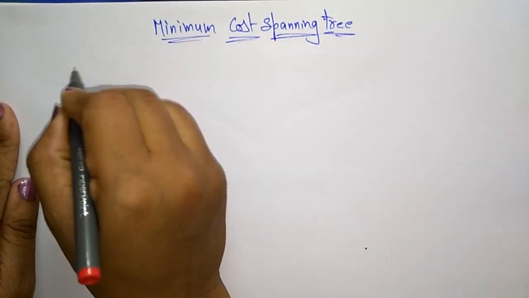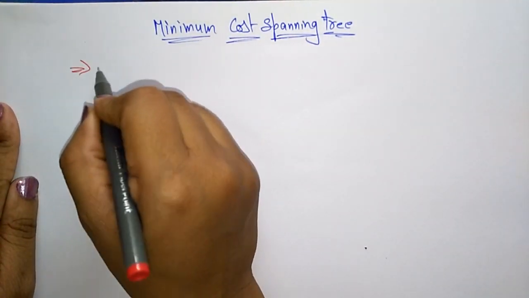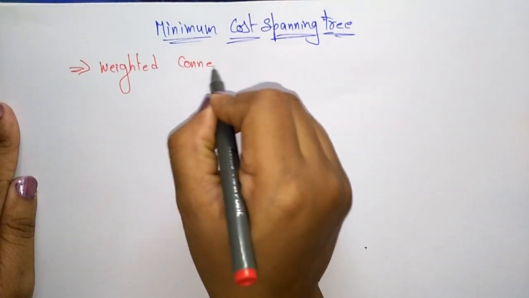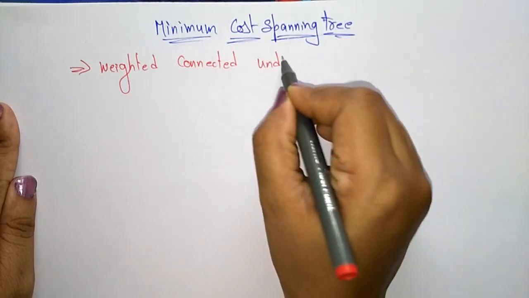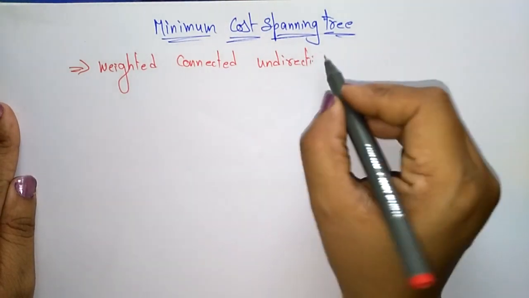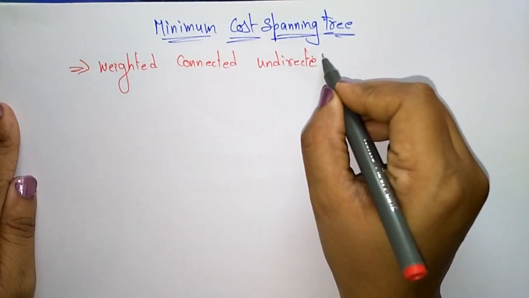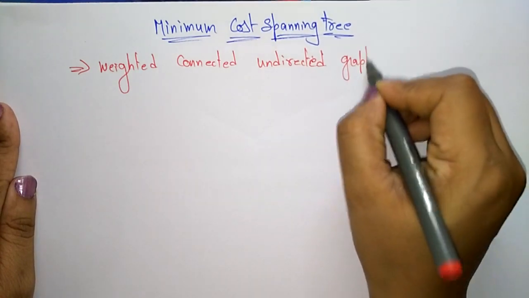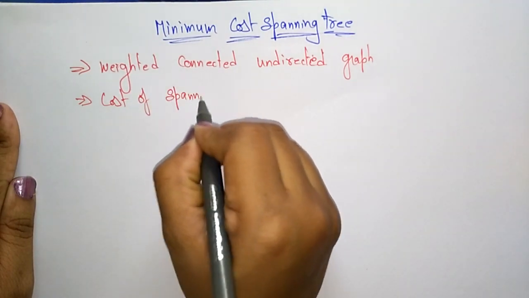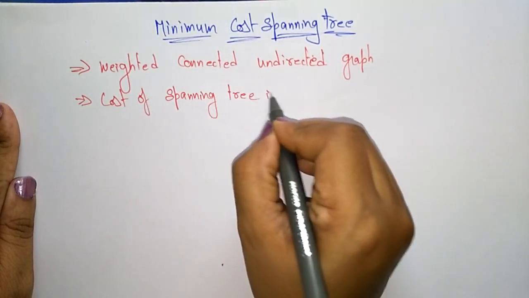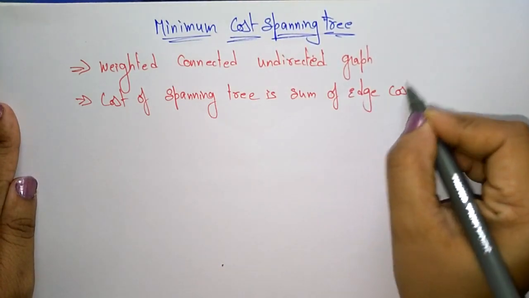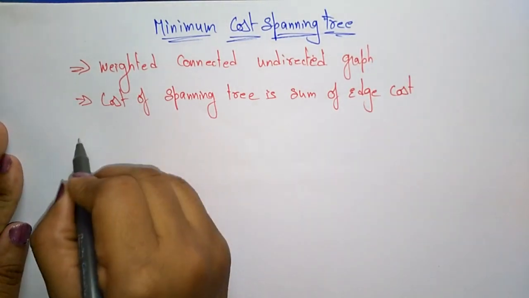So the points you have to remember are that the minimum cost spanning tree is for a weighted, connected, undirected graph. The spanning tree itself is an undirected graph, so there is no direction. This is a weighted undirected graph, and the cost of the spanning tree is the sum of the edge costs. So you have to calculate all the edge costs, then you will find the cost of the spanning tree.